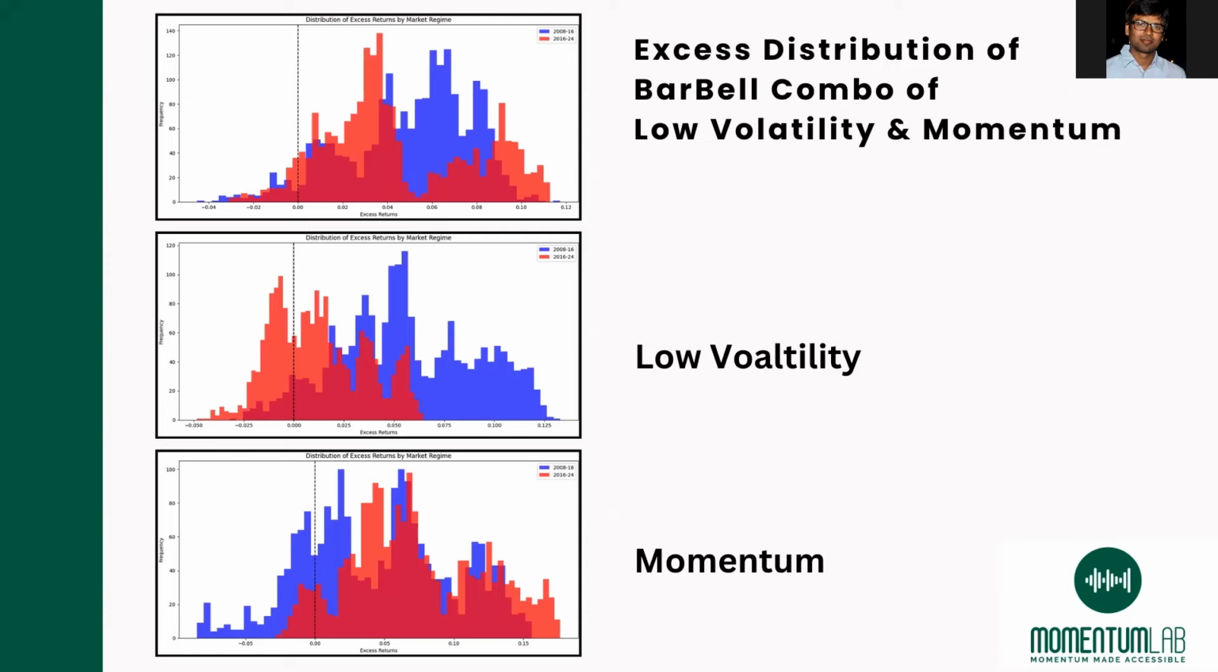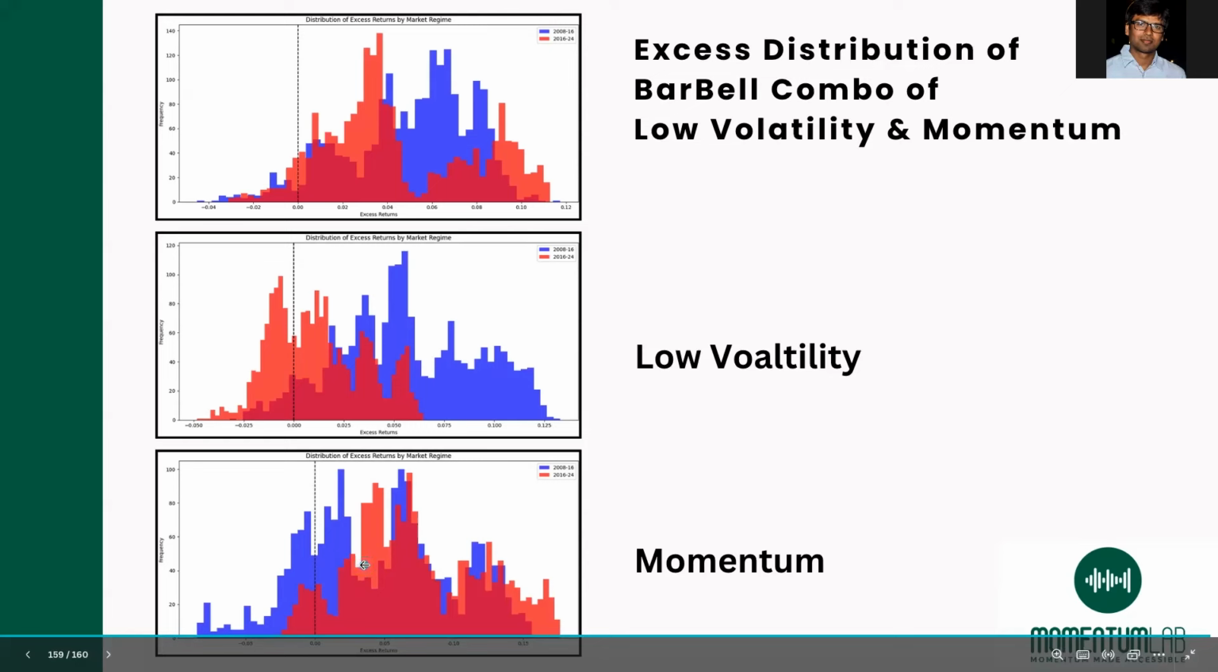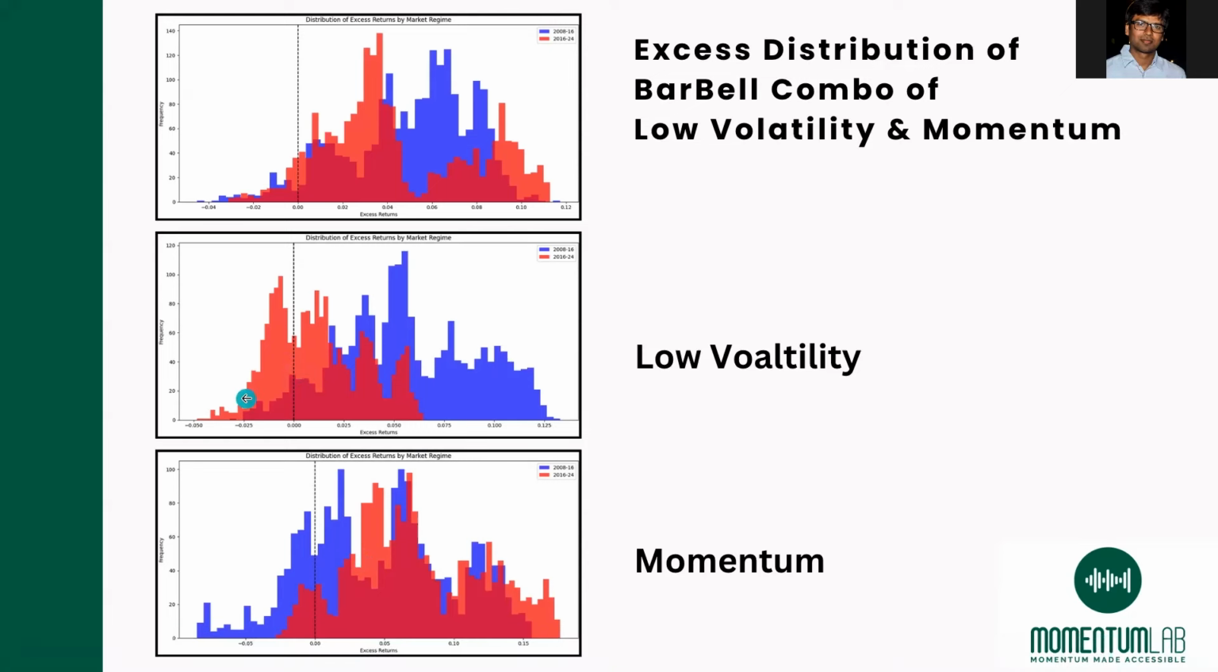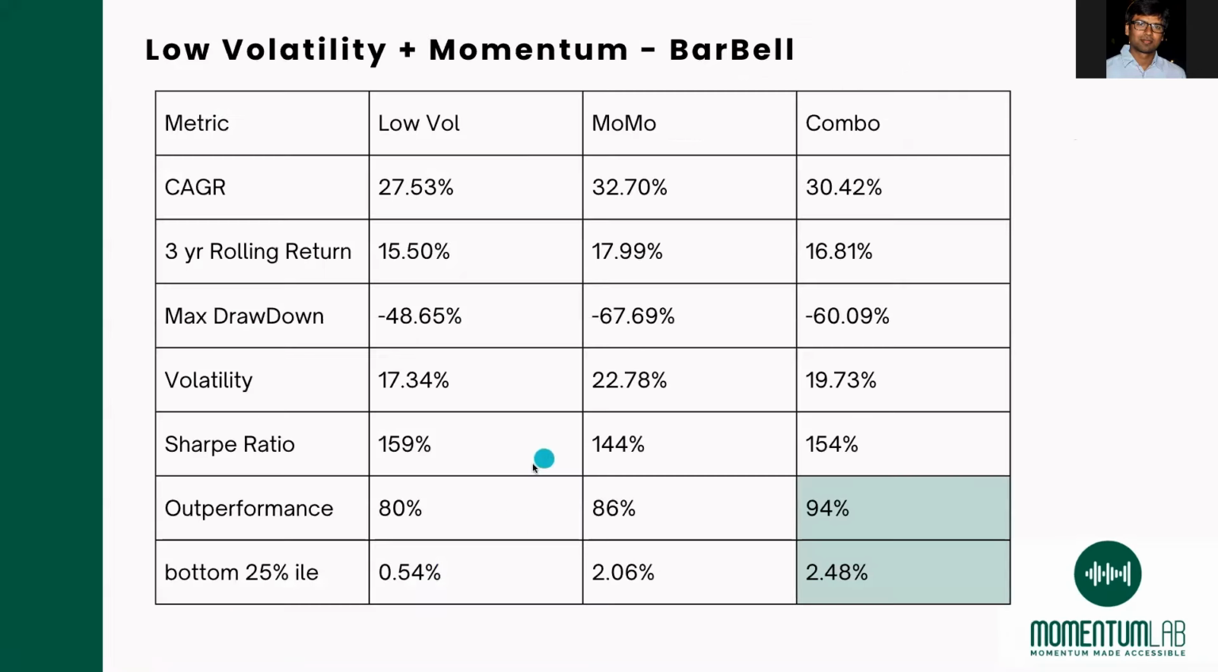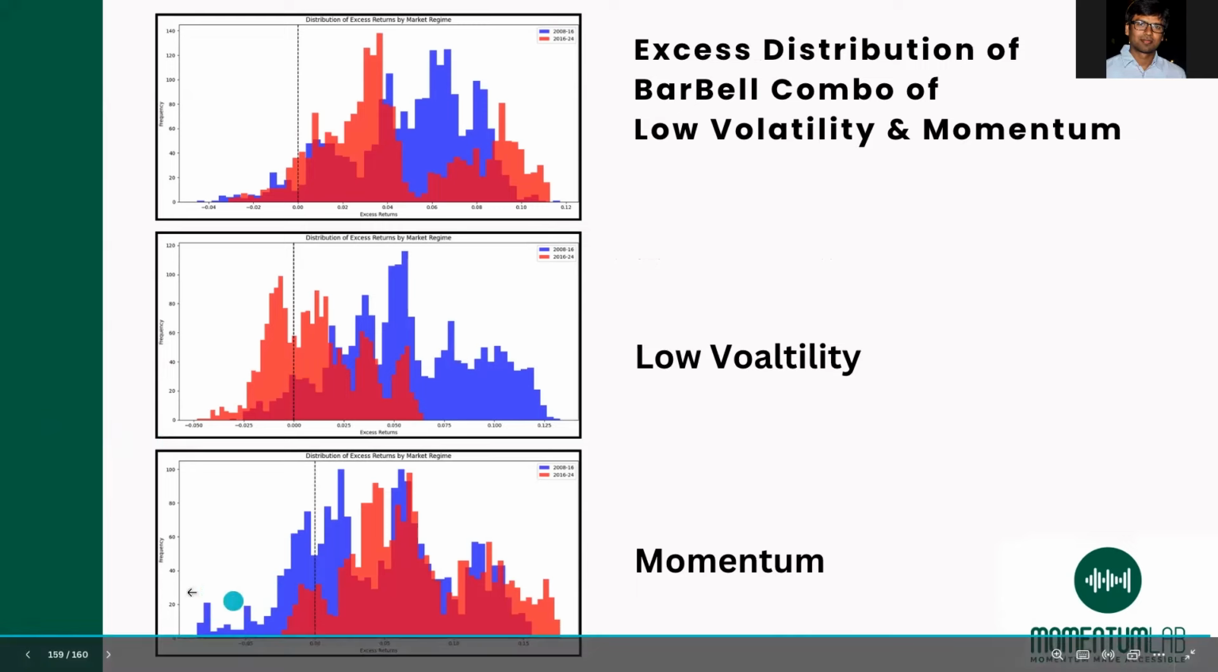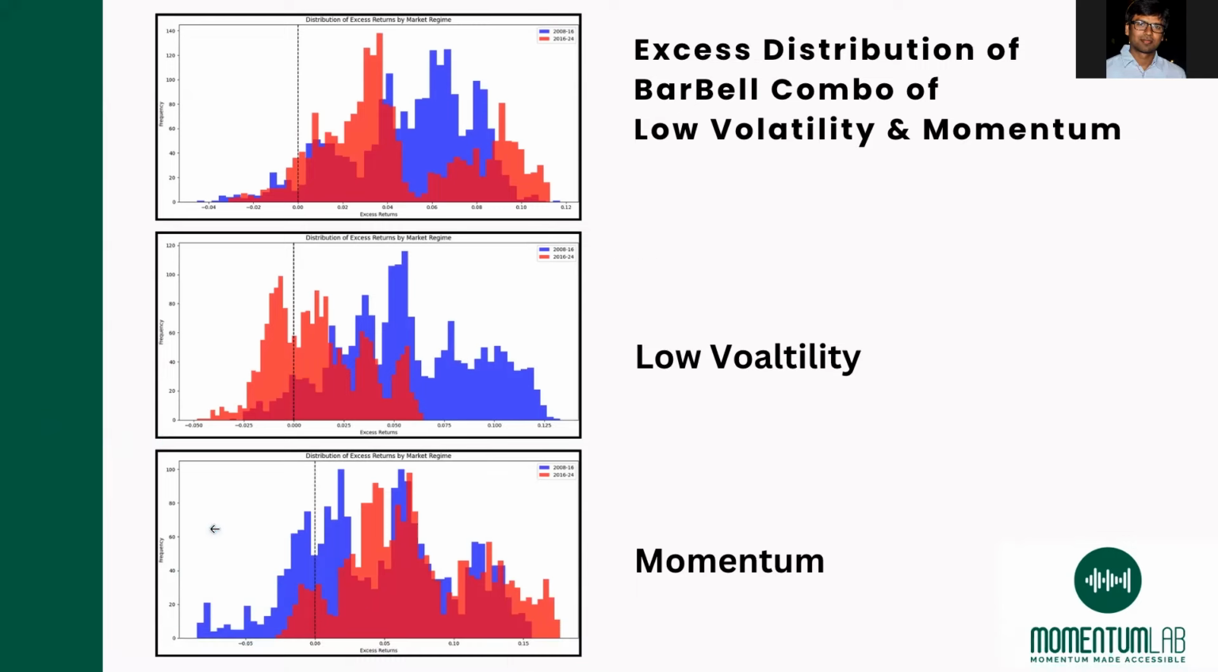Now, if you remember, value had the least outperformance percentage at 50%, whereas momentum had around 83 or 86%. And we also see that even low vol is doing good. Low vol also had an overall outperformance percentage of around 80%, and momentum is at around 86%. So individually, the strategies themselves have done really well in both the regimes.